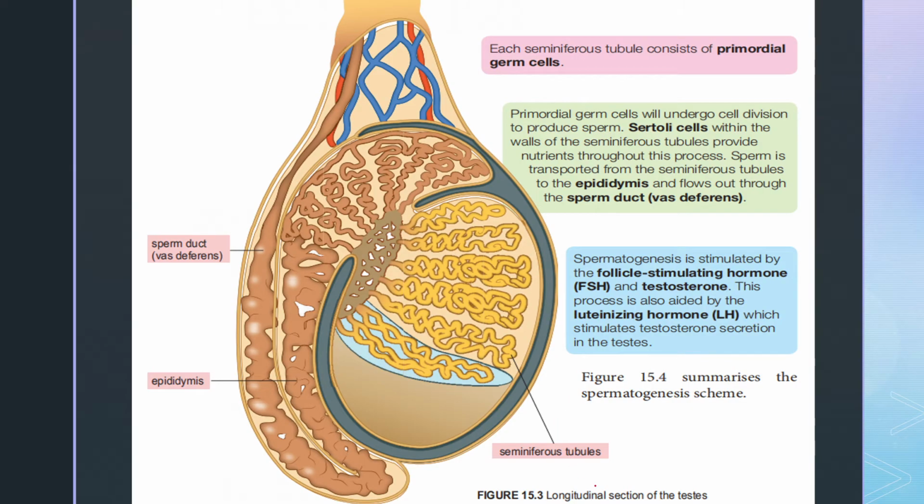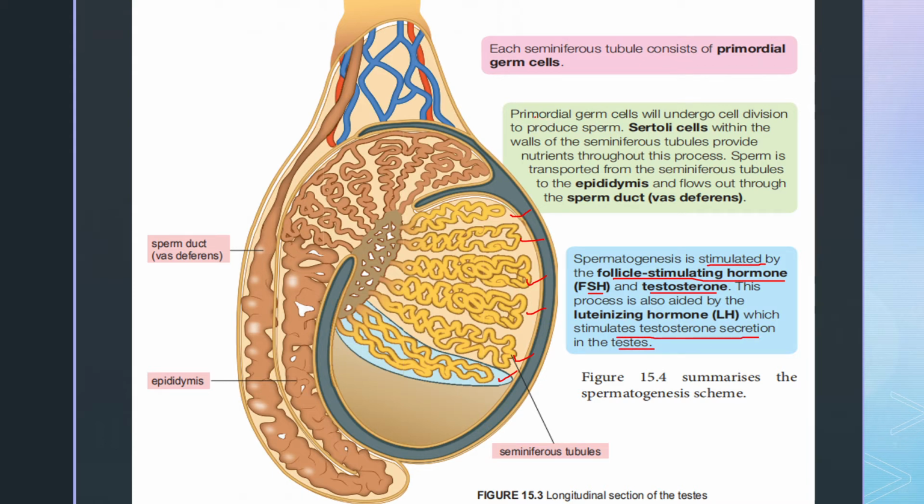Okay, so this is the longitudinal section of the testes, which you can see right here. Lots of these structures are the seminiferous tubules. Spermatogenesis is a process which is stimulated by hormones, namely follicle stimulating hormone, or FSH, and testosterone. This process is also aided by luteinizing hormone, which is LH, that works to stimulate testosterone secretion in the testes.